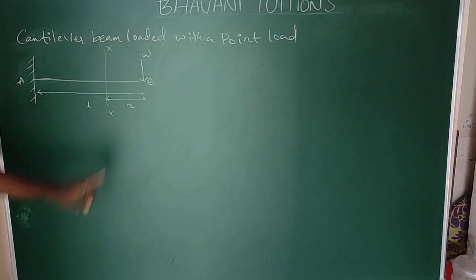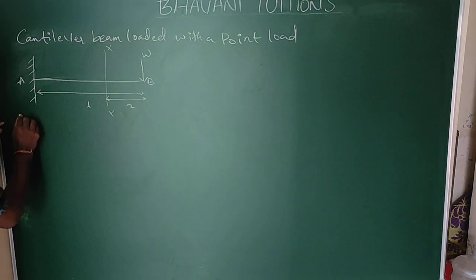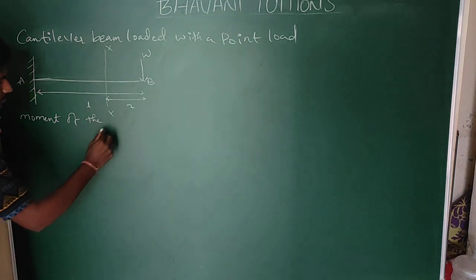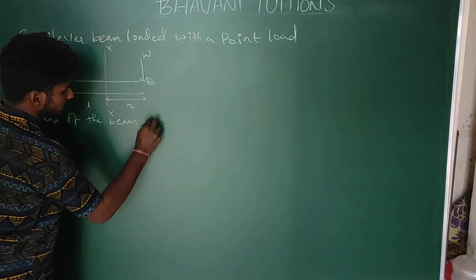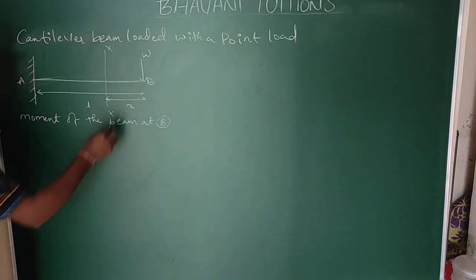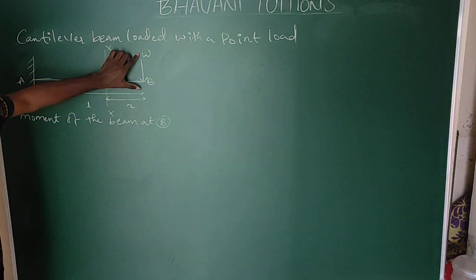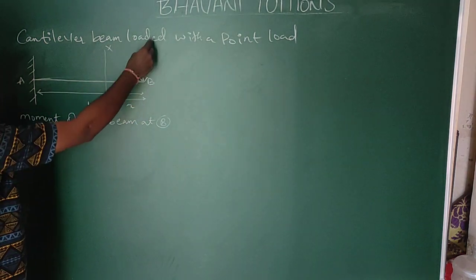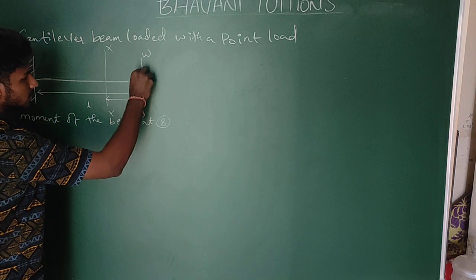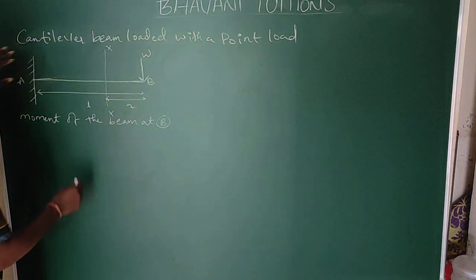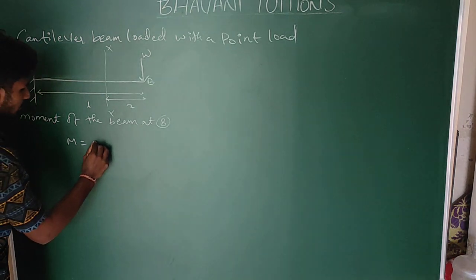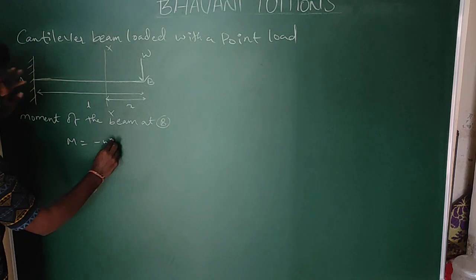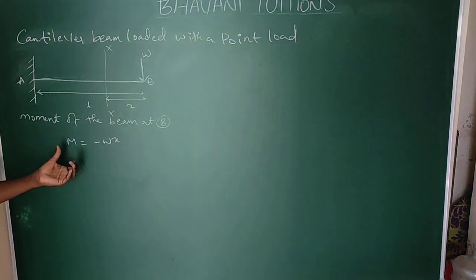So here we have the point load. So now we need to find the moment at B. So what is the moment at B? We know the moment is nothing but force into perpendicular distance, right? Here the force is acting in the downward direction. So therefore the moment is equal to minus W into the perpendicular distance for the section, which is X. Minus Wx is the moment for the section.